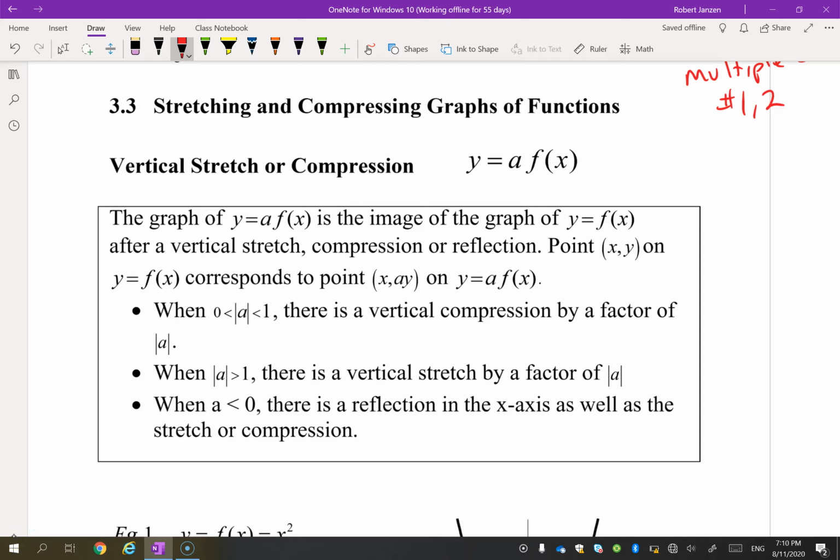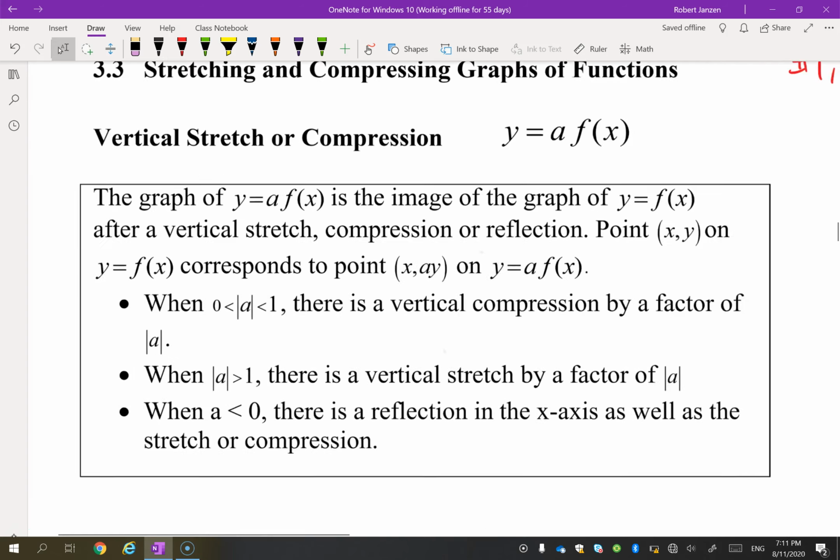The next lesson with transformations is stretching and compressing. And this is probably the one that's the most different than what you did in grade 11. If you think about grade 11, you had this A value, and we talked about it affecting the width of the parabola. Okay, it's a little bit more than that. And that's what we're going to talk about today.